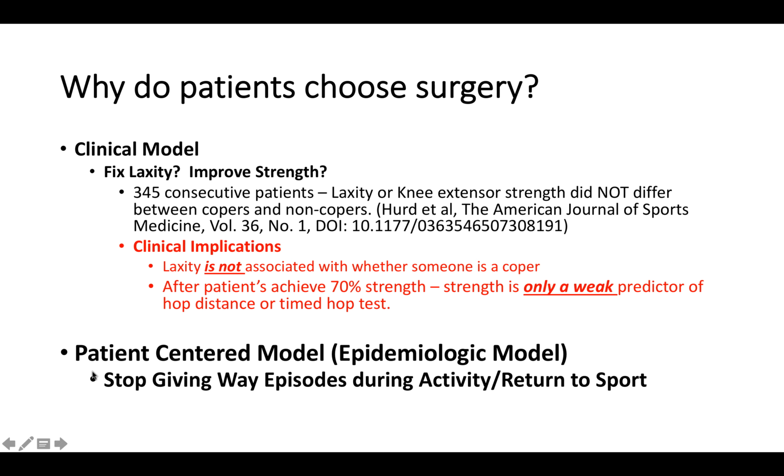And so clinically, if we're patient-centered, we really can't use these impairment-based variables to predict how our patients might come out clinically. The primary reason for patients to get surgery is to stop giving way episodes and help them return to activity or return to sport if they're not a coper.